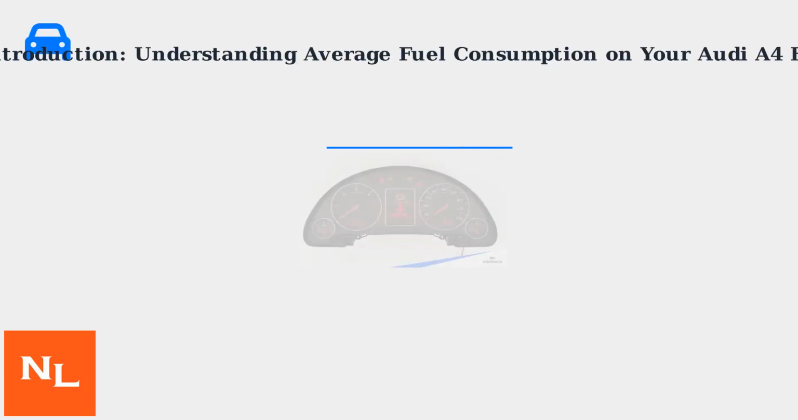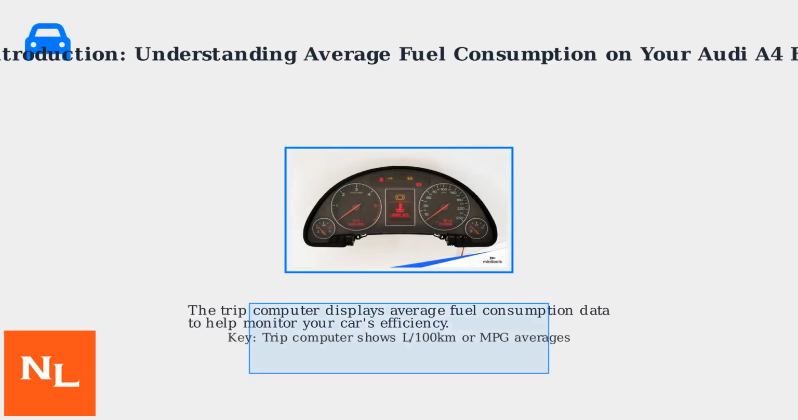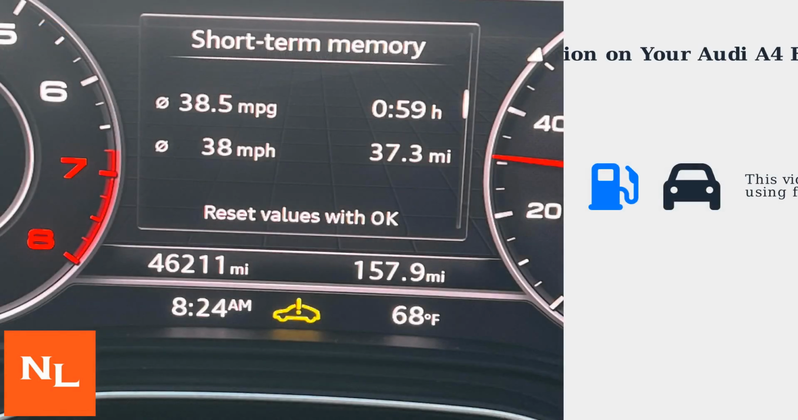Welcome. This video will guide you through finding and resetting the average fuel consumption on your Audi A4 B6 from 2000 to 2006. The trip computer displays this data, helping you monitor your car's efficiency. We'll cover how to access and reset it, whether you're using the original controls or modern diagnostic tools.